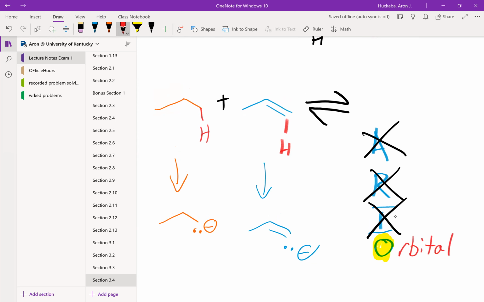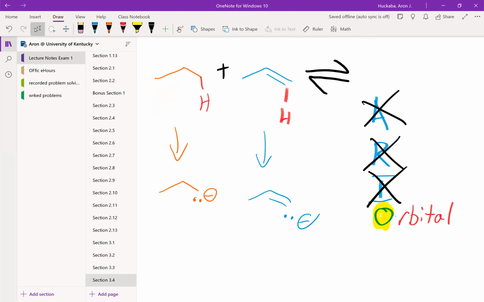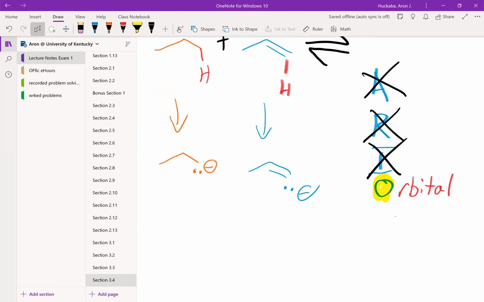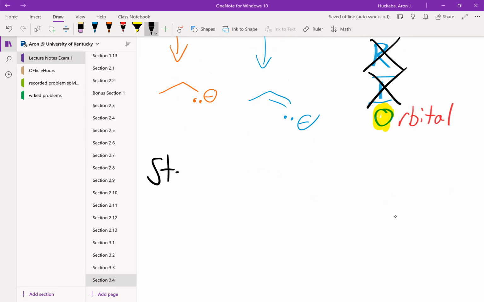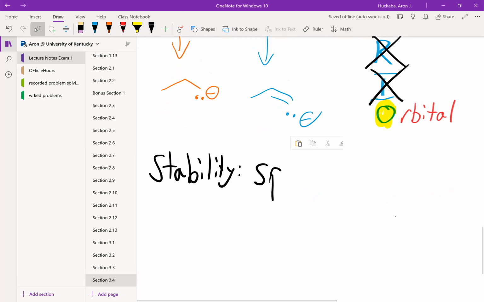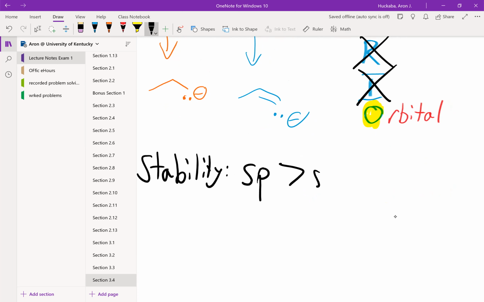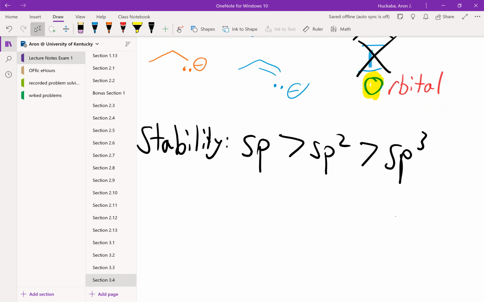Okay, so the orbital rule basically says that if you have an sp2 hybridized anion, it is more stable than an sp3 hybridized anion. And an sp hybridized anion is more stable than both of them. So in terms of stability, sp is more stable than sp2, which is more stable than sp3. And the reason why all boils down to how far away these charges are from the nucleus.